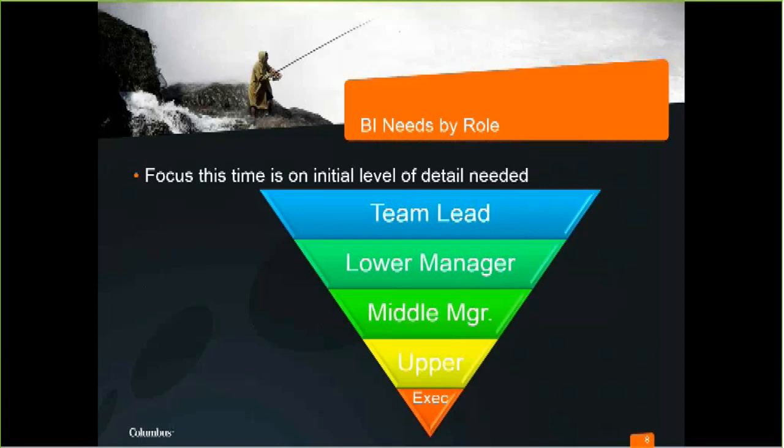Let's say that a team leader has 5 people reporting to them. That team leader needs to be able to look at detailed records about those 5 people. He needs to be able to identify trends and patterns about an individual employee. A lower manager may be looking at the performance of each team. So up at the top, we're looking at detail. So this is the highest level of detail. And as we go down, we're looking at lower levels of detail.